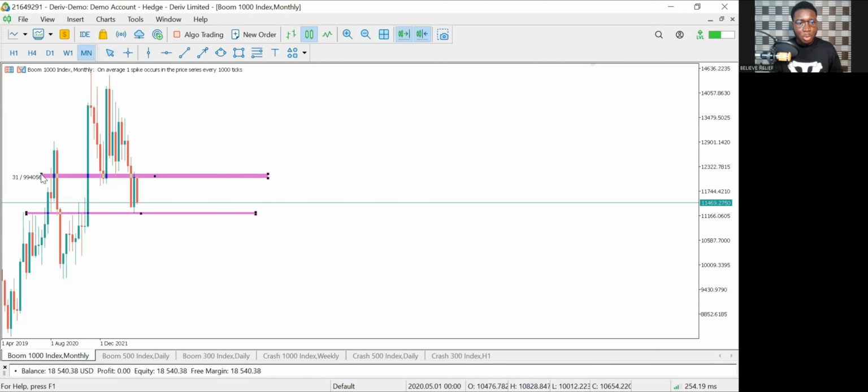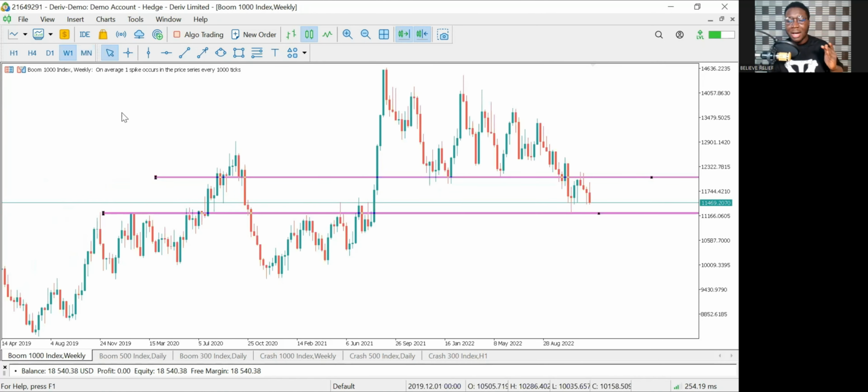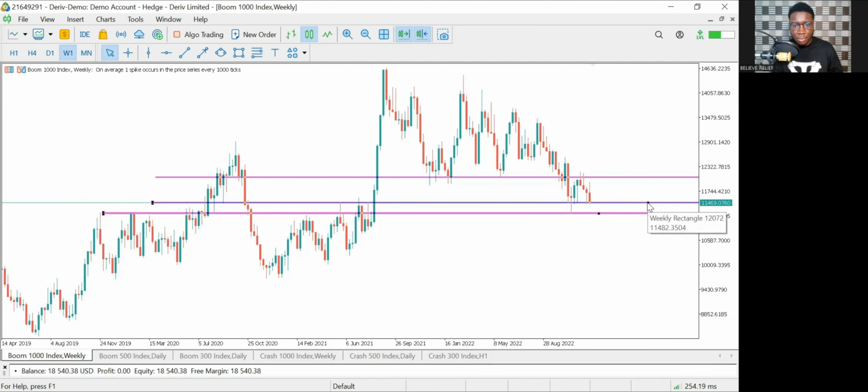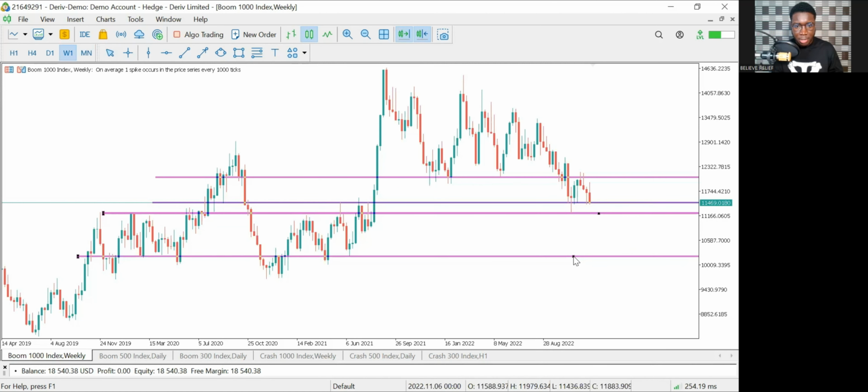Remember to keep your zones as tiny as possible, because we're starting from the higher time frame. This is the 1 week. It's currently at this level. Let's say we mark here also.